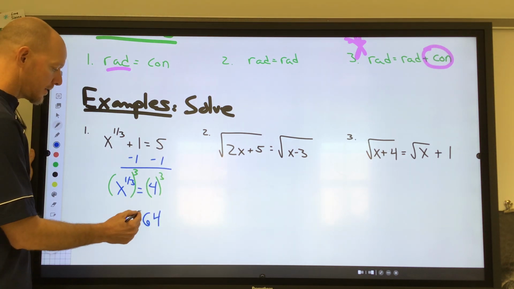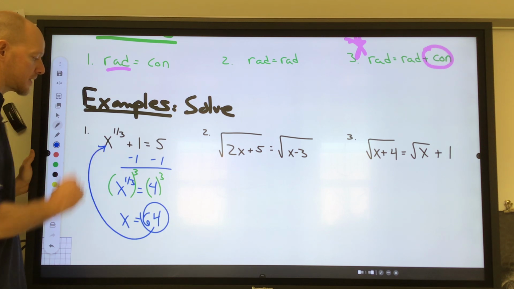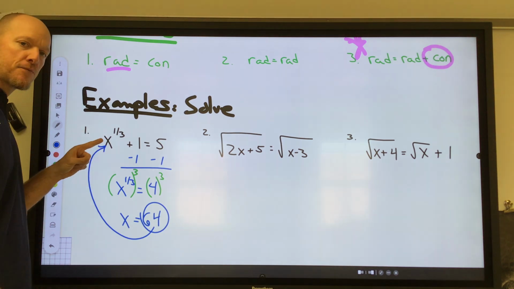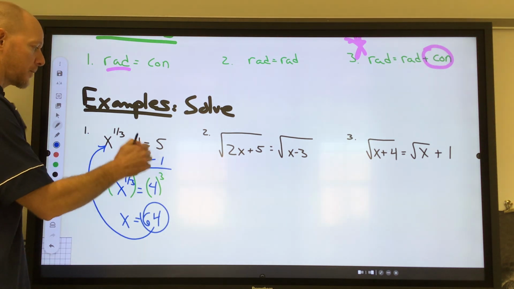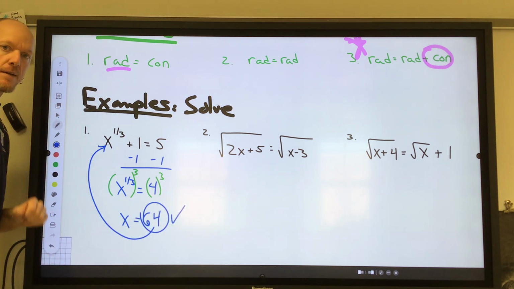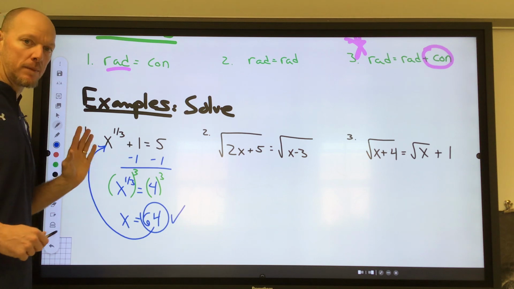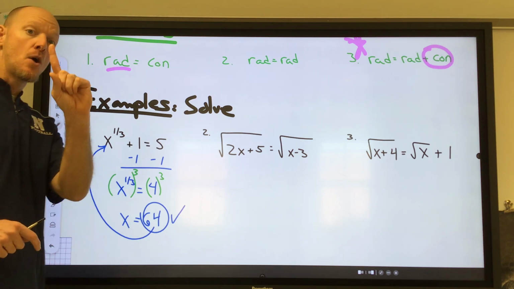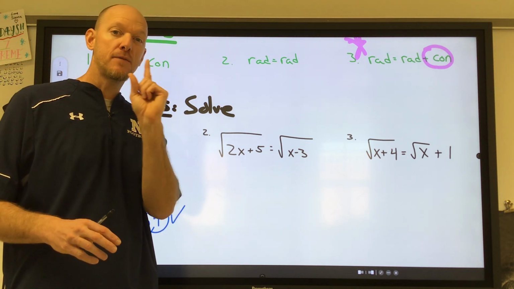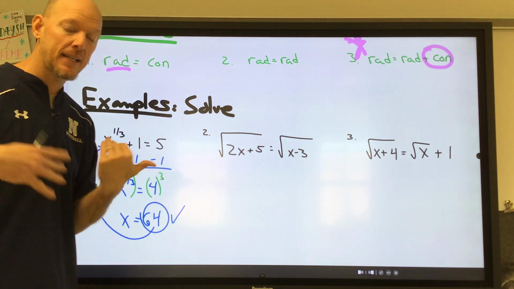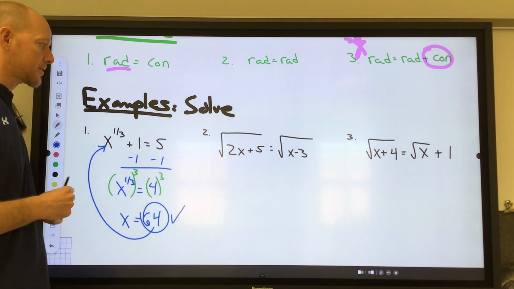If we check our answer, that simply means we substitute 64 in. The cube root of 64, we just said, is 4. 4 plus 1 is 5. That checks out. So this is one form. If you just see one radical, then you want to isolate it using inverse operations to get your answer.